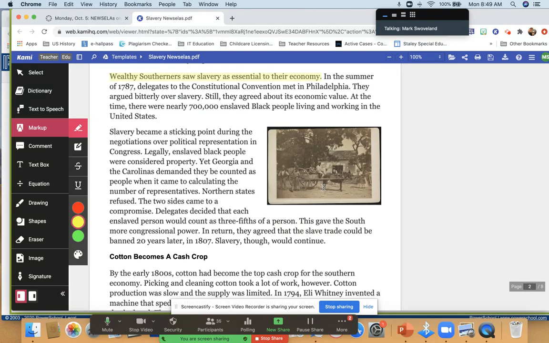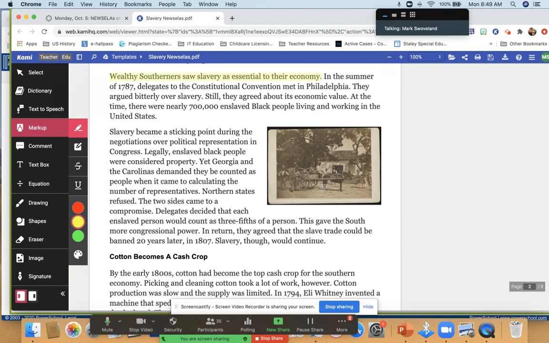Slavery became a sticking point during the negotiations over political representation in Congress. Legally, enslaved Black people were considered property. Yet Georgia and the Carolinas demanded they be counted as people when it came to calculating the number of representatives. Northern states refused. The two sides came to a compromise. Delegates decided that an enslaved person would count as 3/5 of a person. This gave the South more congressional power. In return, they agreed that the slave trade could be banned 20 years later, in 1807.